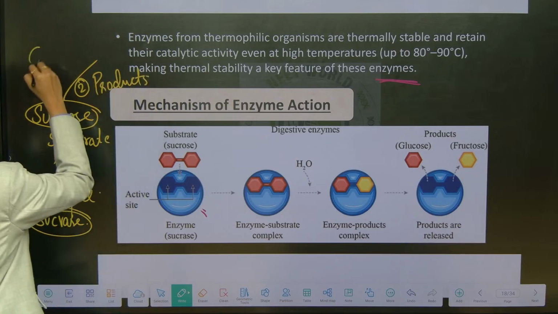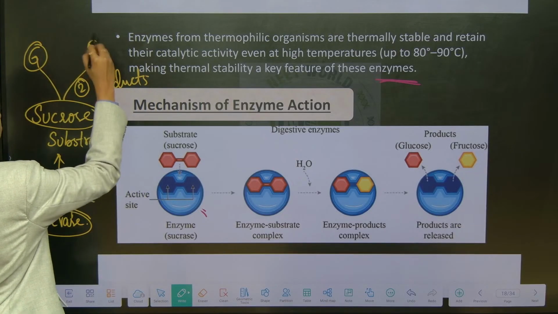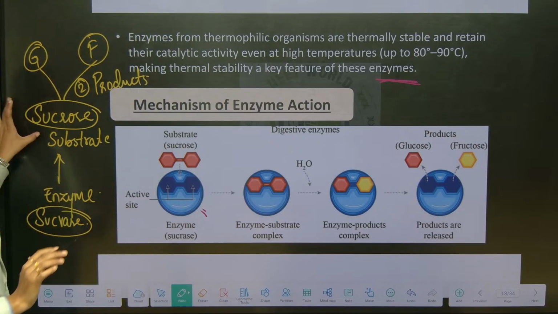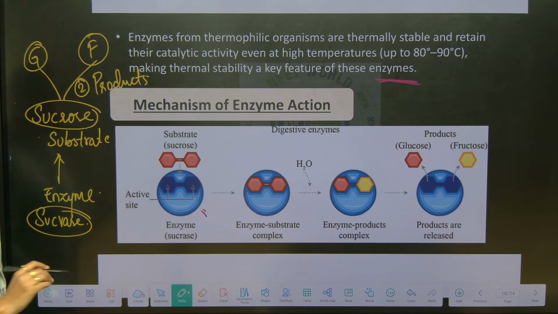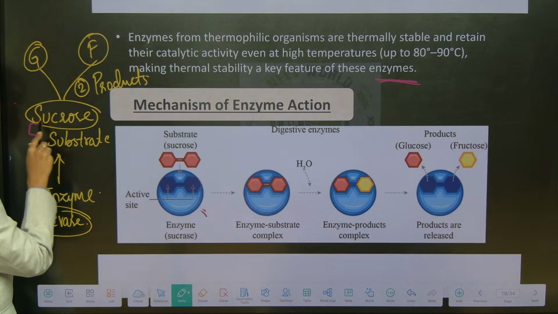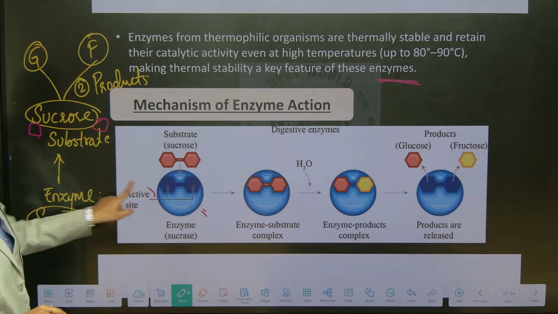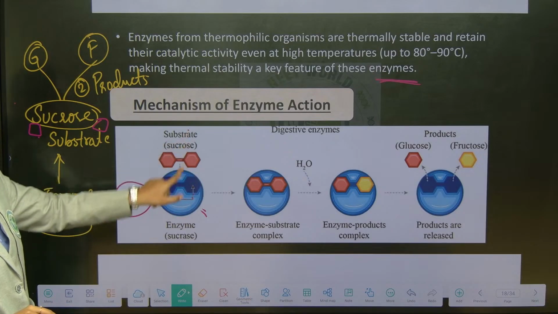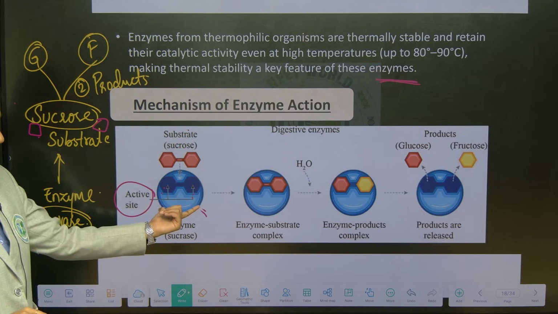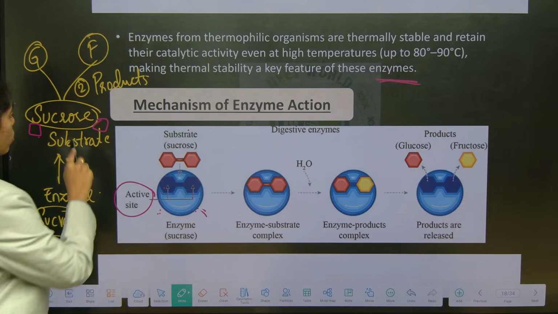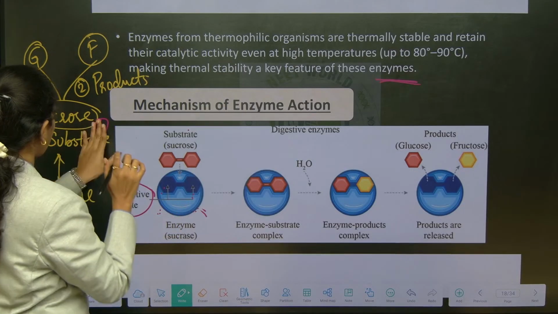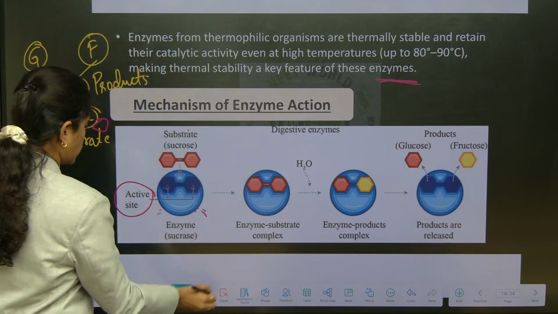One is glucose and one is fructose. So here, what is the substrate? Sucrose is the substrate. Over the enzyme, active sites will be there. To these active sites, the substrate will come and bind. Fine, right?